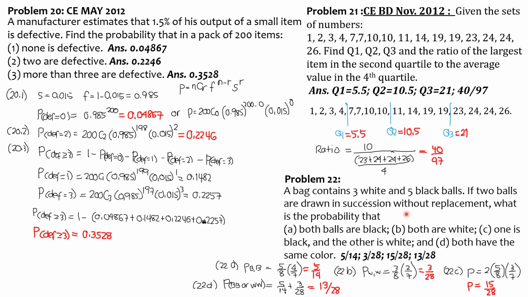For 22B, both are white, so white, white. 3 white balls out of 8, then second pick is also white.